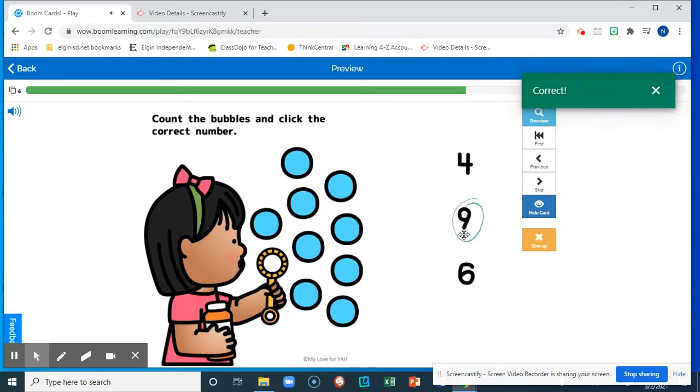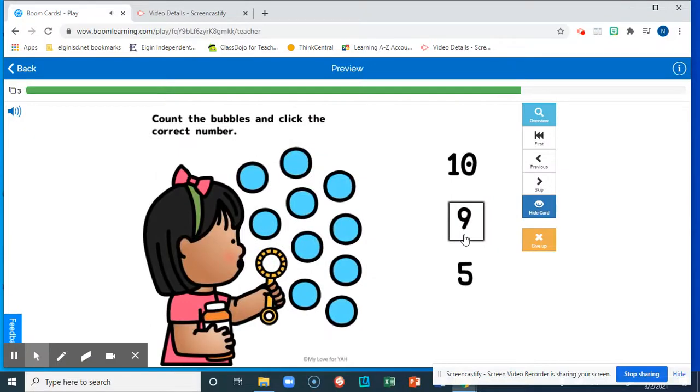Good job. We got it correct. Oh my gosh. We got so many bubbles. So let's count them. 1, 2, 3, 4, 5, 6, 7, 8, 9, and 10 bubbles. Which one's number 10? This should be easy for you. Is the top one, the middle, or the bottom? Number 10 is the top one.